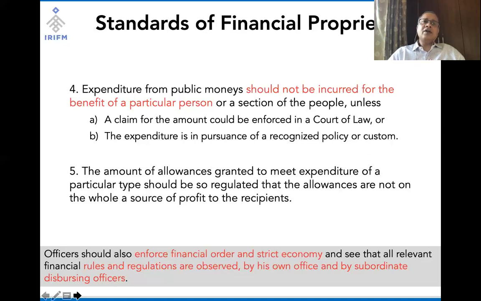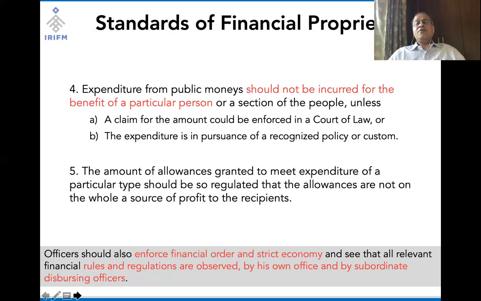I can fix the car travel allowance at 10 rupees per kilometer. I can also fix the car travel allowance at 100 rupees per kilometer. Now, we have to understand that if I fix the car travel allowance at 100 rupees per kilometer, is it a source of profit for me?